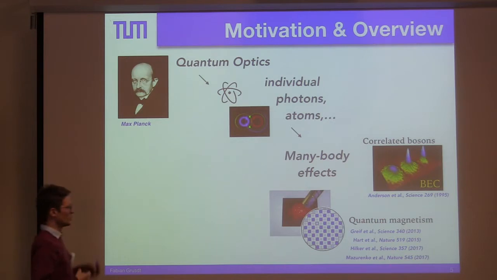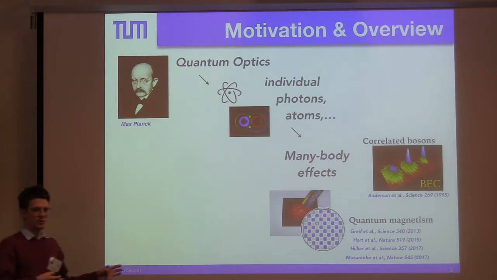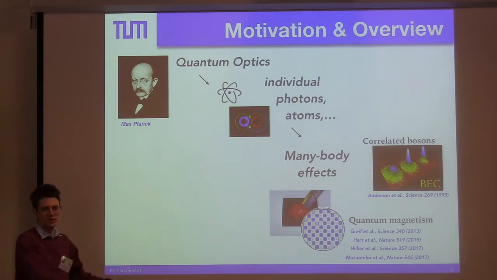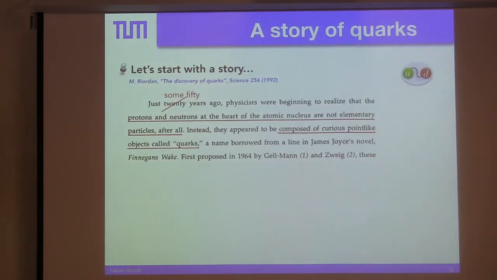The question is now, what do we do with these quantum many-body systems? Of course, we want to look at them, but we want to learn something about them. The question is how should we do this, and what types of measurements should we do? And so one of the motivations for me is to look at the story of how quarks were discovered. Okay, so let's just go through it and see how this relates to these strongly correlated systems.